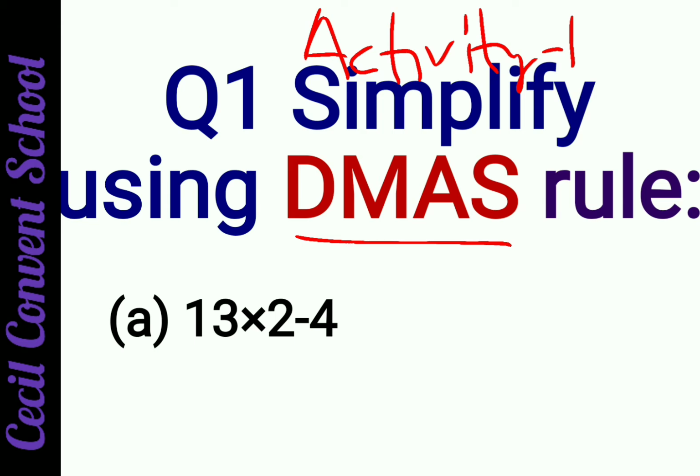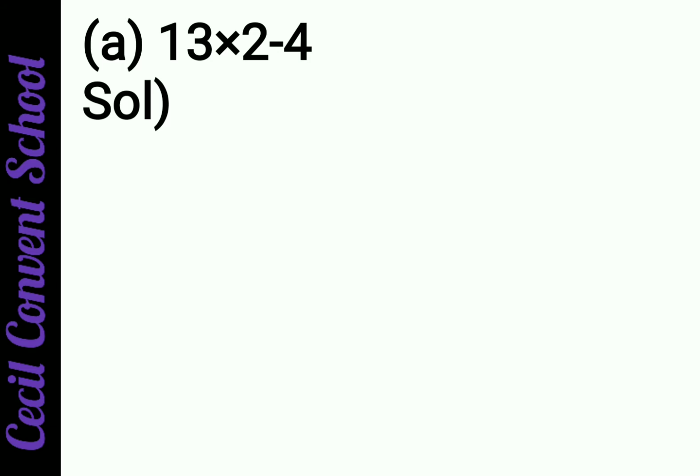Now we will do activity 1, question number 1. Question 1 is simplify using the DMAS rule. D means division, then multiplication, addition and subtraction. Means first of all, if a divide sign is present in the question, we will solve that first. After that we solve the multiplication sign, then addition and then subtraction. So students, we will start with A part. A part is 13 multiplied by 2 minus 4. Now see how we will solve it.